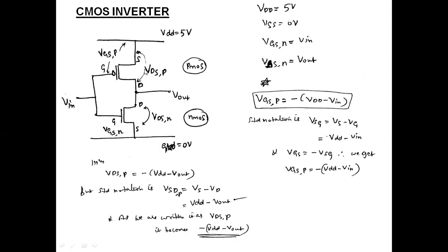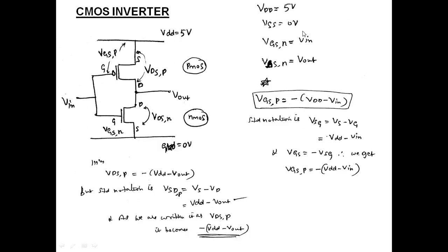That is, one can be cutoff, one can be saturation, and another can be linear. So these devices, either NMOS or PMOS, can be staying in either cutoff region or saturation region or linear region based upon the magnitudes of these voltage values like VDSN or VDSP or VGSP or VGSN.